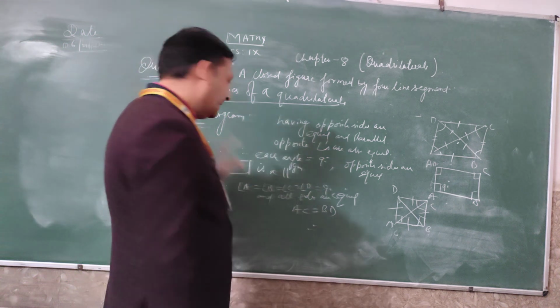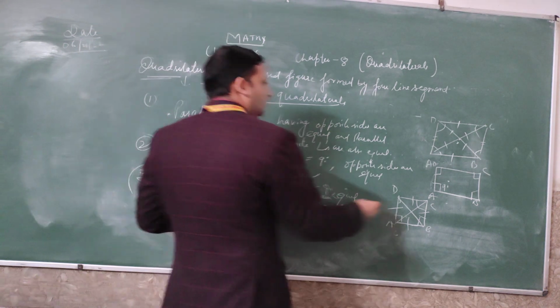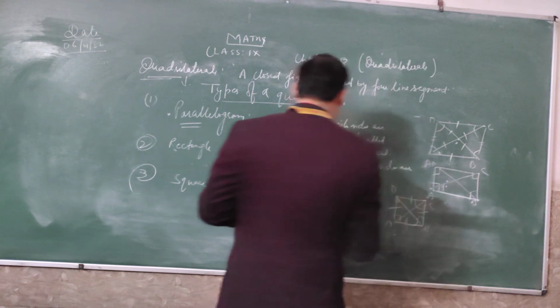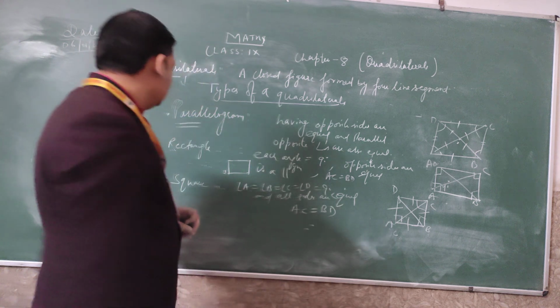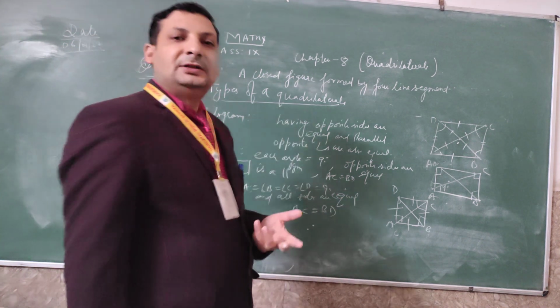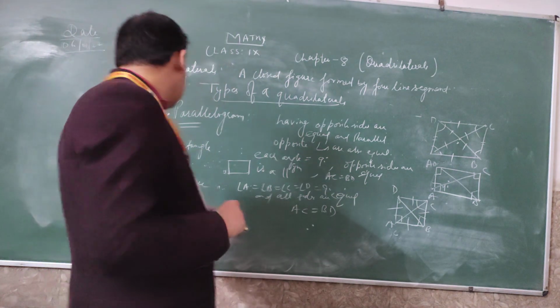When we talk about rectangle, also diagonals are equal. AC equal to BD. And in other words, we can say that square is also a parallelogram. Square is also called a parallelogram.